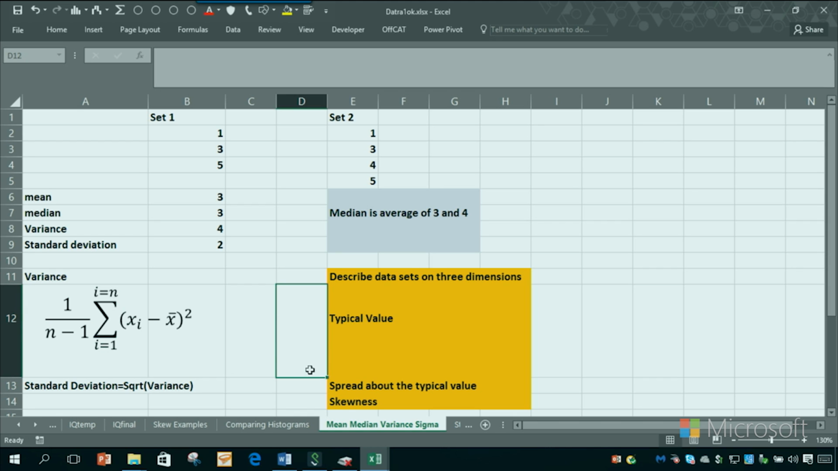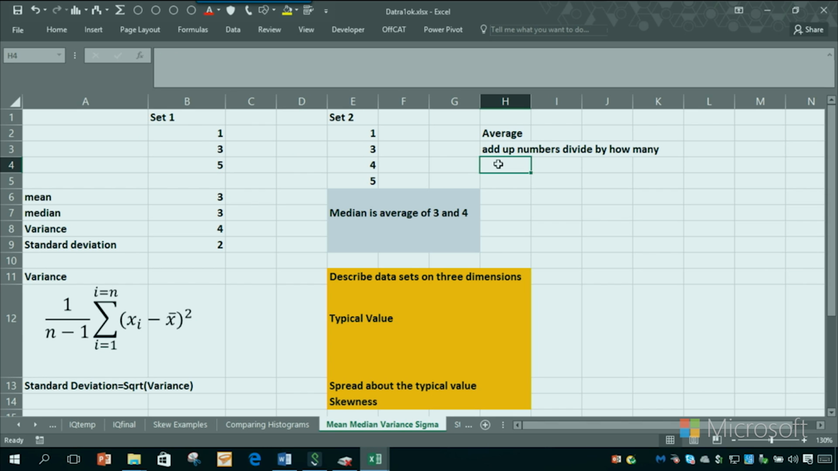So let's do a brief demo, without really using Excel functions or Excel capabilities, of what we mean by calculating a typical value, spread about the typical value, and skewness. The formula is complex, so we won't worry about that. But here we have a simple data set. We've got the numbers 1, 3, and 5. For a typical value, we have two measures. We have the average, which you know what that is. You add up the numbers and divide by how many. So the average here, if I have 1, 3, and 5, you add those up, you get 9. You divide by 3, you get 3.